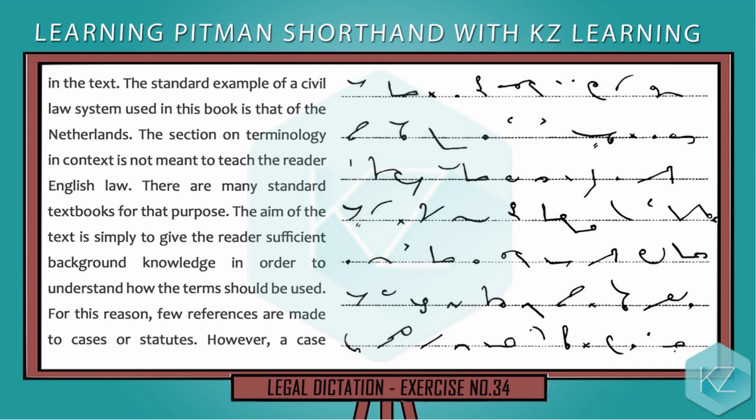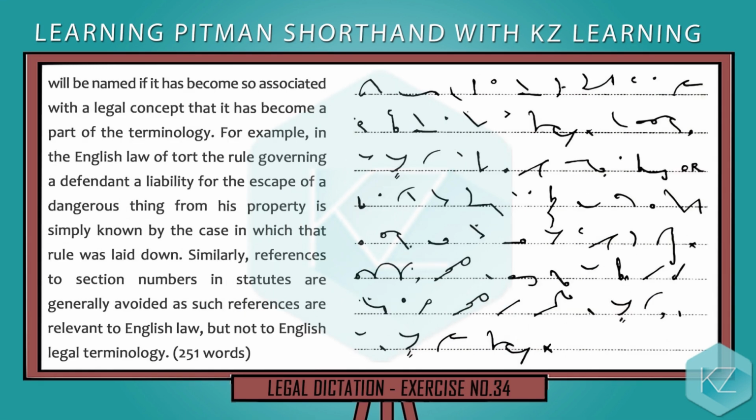The aim of the text is simply to give the reader sufficient background knowledge in order to understand how the terms should be used. For this reason, few references are made to cases or statutes. However, a case will be named if it has become so associated with a legal concept that it has become a part of the terminology.